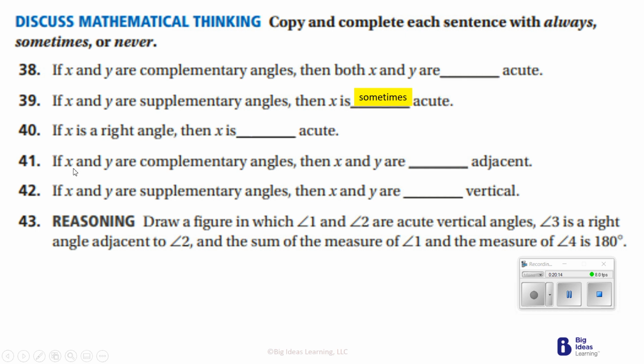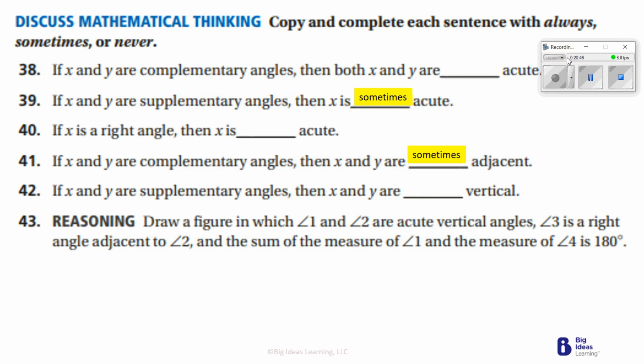All right, and number 41. If x and y are complementary angles, then x and y are adjacent, okay? If x and y are complementary angles, that means they equal 90 degrees, then x and y are adjacent. Well, that's not true, because two angles don't have to be sharing a line or vertices to equal 90 degrees. So I'm going to say sometimes. It could be that way, but it doesn't have to be that all the time.